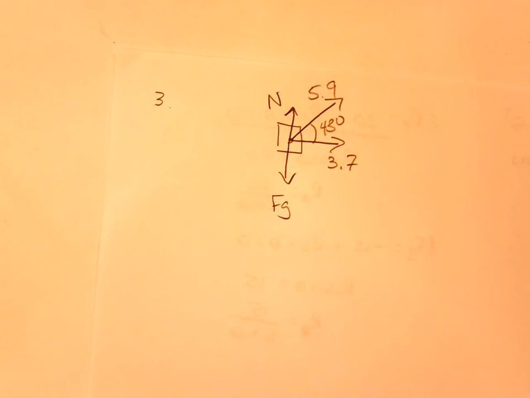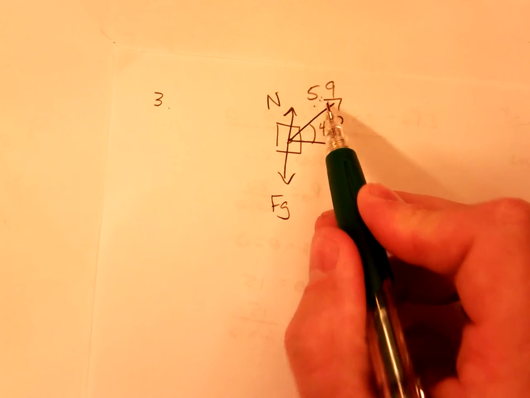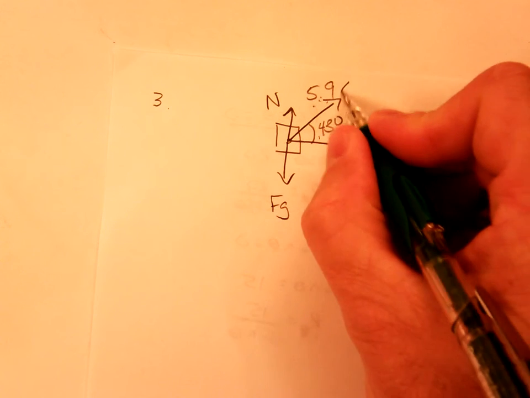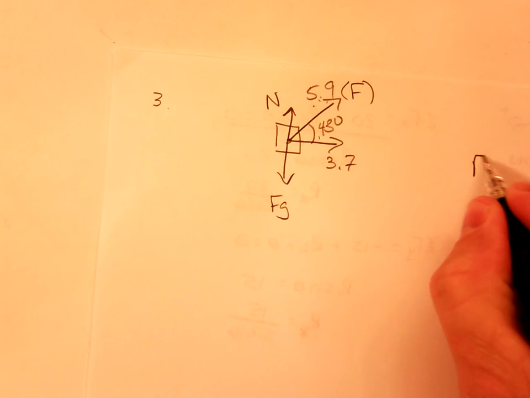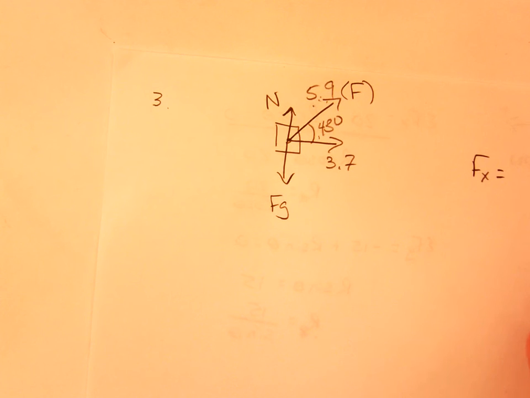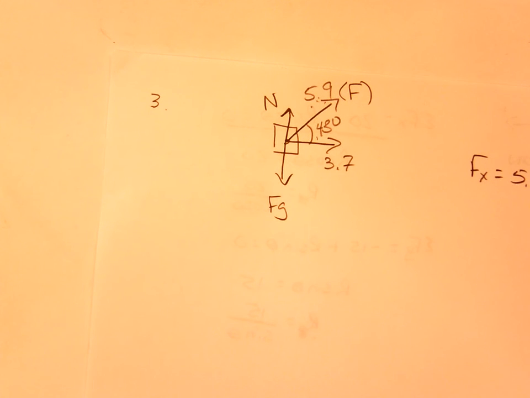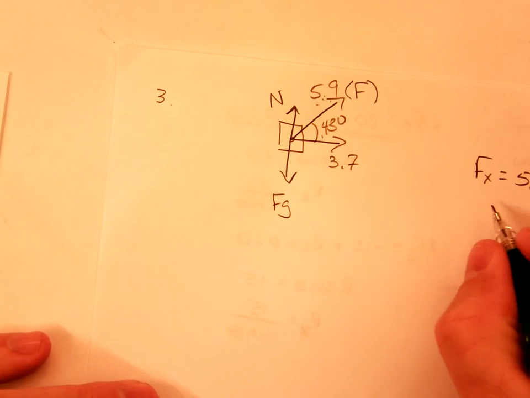All right, this force, 5.9, acts at an angle. So I want to know, what is that force? I'm going to label it F. What is that force in the x direction? And that's 5.9 times cosine of 43, which is 4.31.